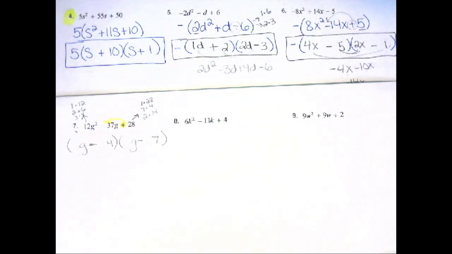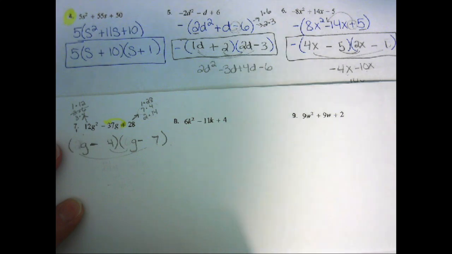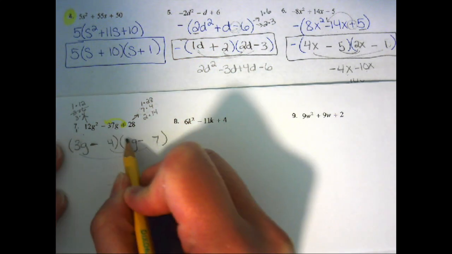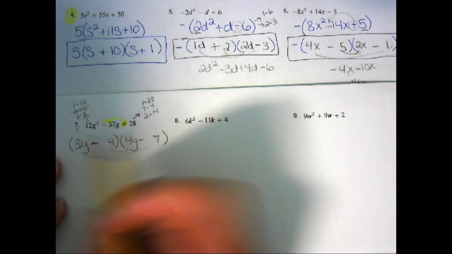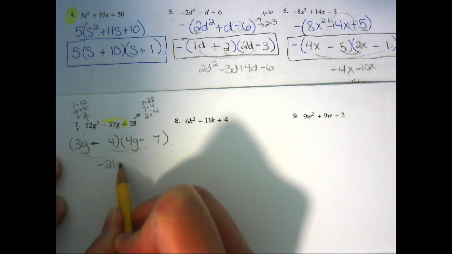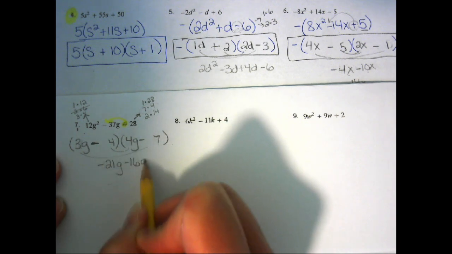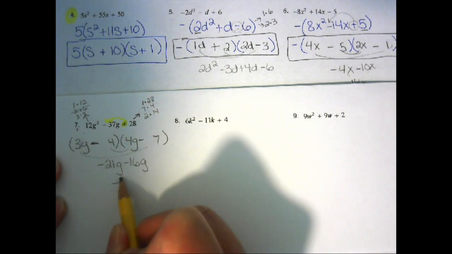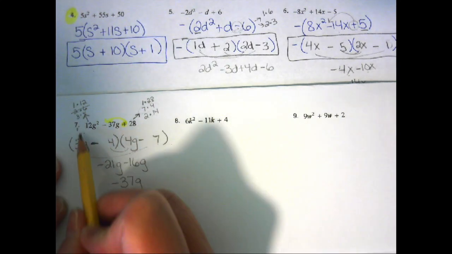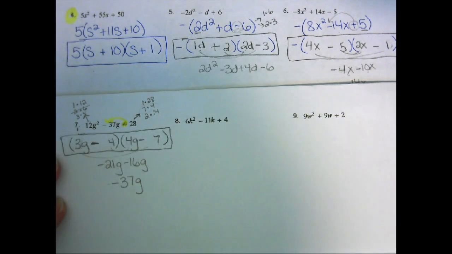I really don't want to switch this 4 and 7 because I think these are going to be even bigger. So instead of using the 2 and the 6, let's go with the 3 and 4. So let's put the 3 and the 4 and give this a try. All right, that's going to be a negative 21G. And then inner will be a negative 16G. Oh, look at that, negative 37. So I've got it. But do you see how that took me 3 different tries?